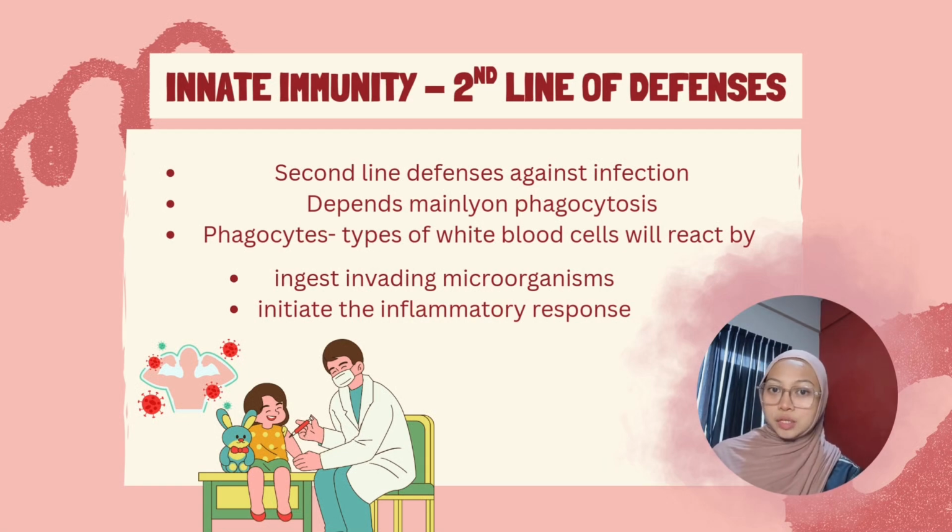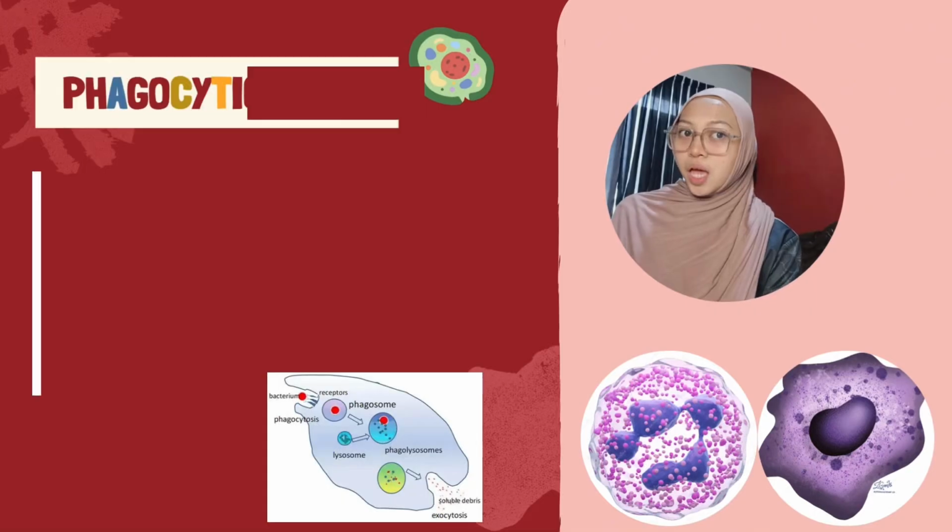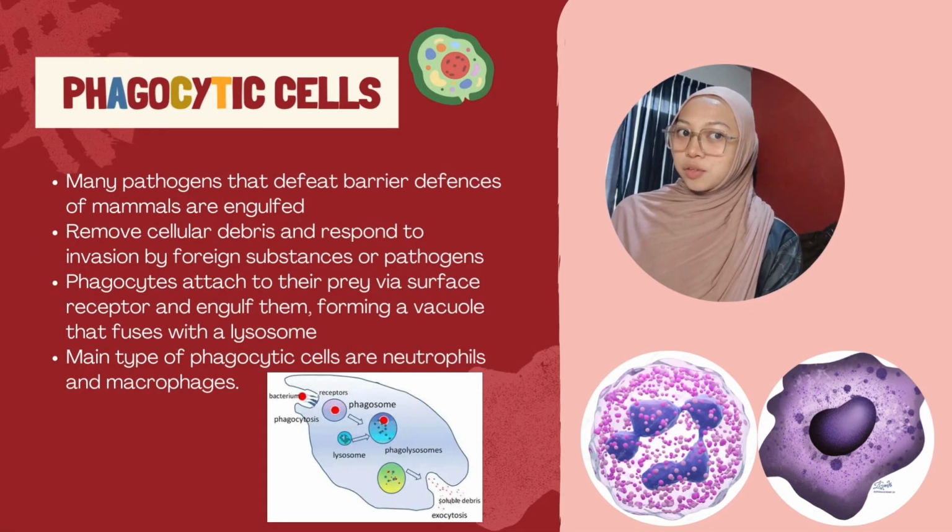The second line of defense against infection depends mainly on phagocytosis. Phagocytes, a type of white blood cell, first engage invading microorganisms and second, initiate the inflammatory response. Phagocytic cells engulf many pathogens that defeat the barrier defenses of mammals, remove cellular debris, and respond to invasion by foreign substances or pathogens. Phagocytes attach to their prey via surface receptors and engulf them, forming a vacuole that fills with a lysosome. The main types of phagocytic cells are neutrophils and macrophages.